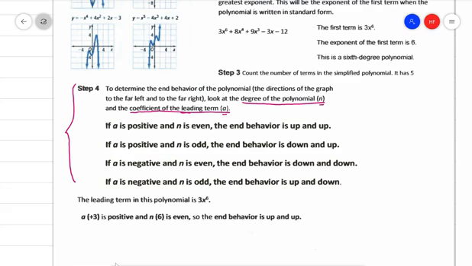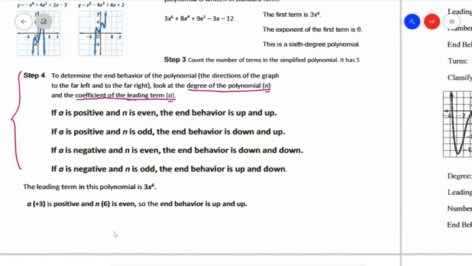So if a, the lead coefficient, is positive and n is even, the end behavior is up and up. If a is positive and n is odd, the end behavior is down then up. If a is negative and n is even, the end behavior is down and down. And if a is negative and n is odd, the end behavior is up and down. So I imagine that upon hearing that, you have no idea what just happened.